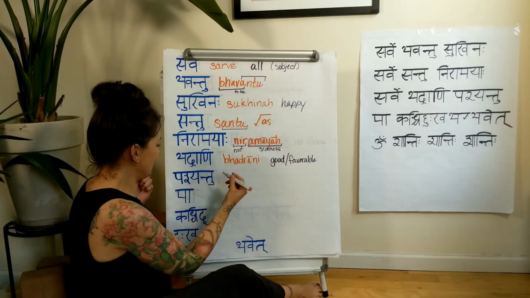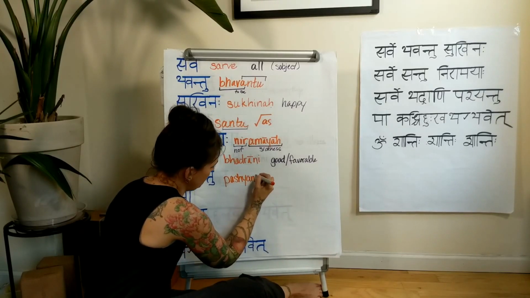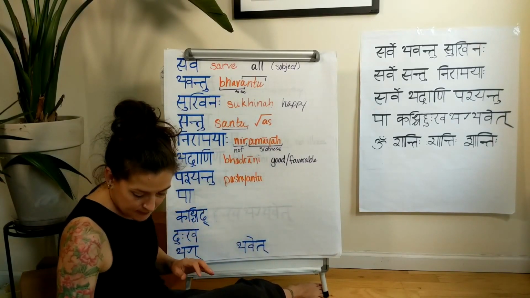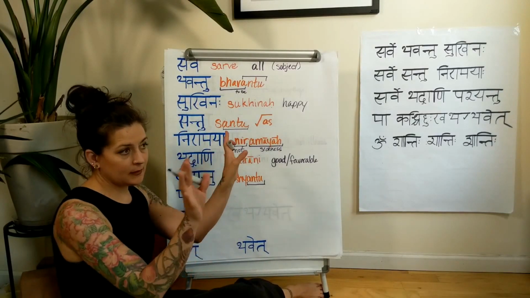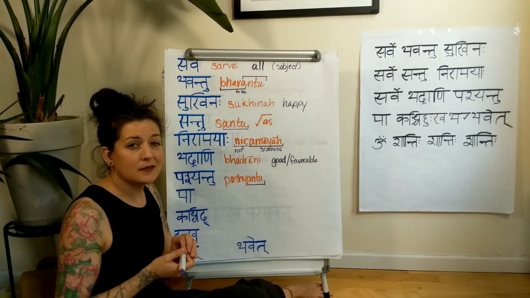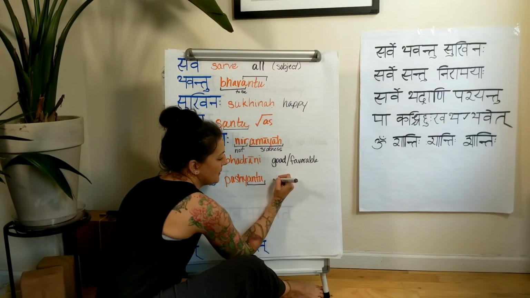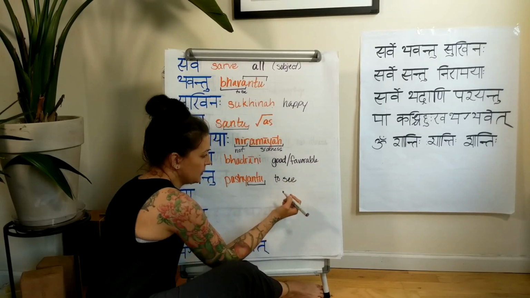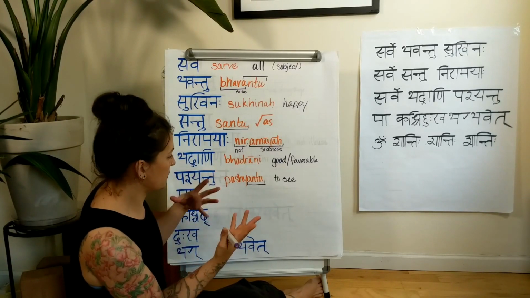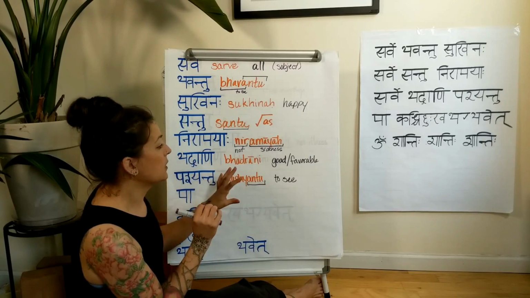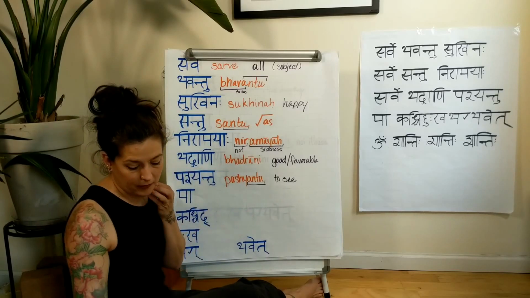Okay, and then Pashyantu. There's that ending again. So we know we're wishing the infinity of being something. And Pashya means to see. So, Sarve, may all, Bhadrani, good or favorable, Pashyantu, to see. So, may all see that which is good or favorable in others.